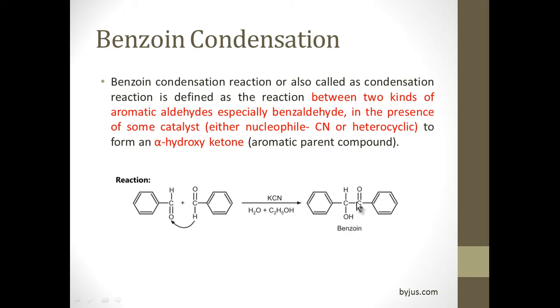Why is it alpha hydroxy ketone? See, this one is the ketone group, C double bond O. So this carbon, the next carbon, is the alpha carbon. So in the alpha position, one hydroxy group is there. That's why the product is called alpha hydroxy ketone. So this is benzoin. So this is the overall benzoin condensation reaction.